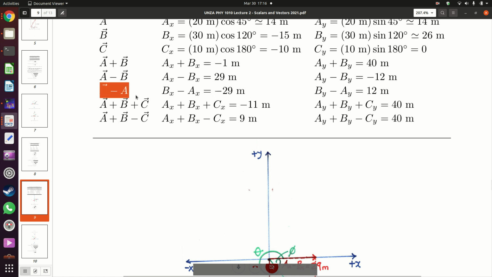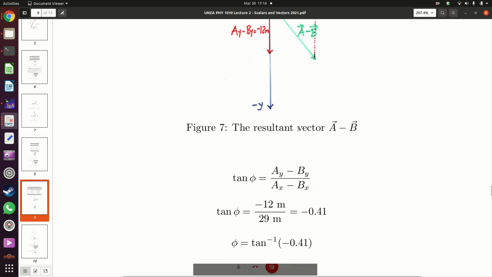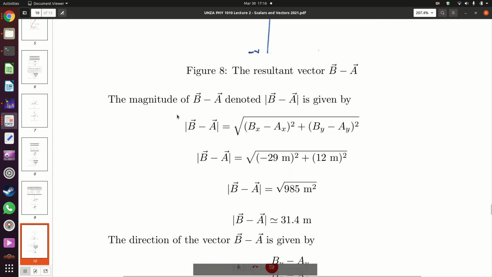What is the magnitude? For any vector, you have to find the magnitude, and later on we can move on to the direction. So we know that b minus a along the x direction is minus 29 meters, and along the y direction is 12 meters. So what is the size of b minus a? The magnitude of b minus a is going to be equal to the square root of bx minus ax, which is how much b minus a is along the x-axis, squared, plus by minus ay, which is how much b minus a is along the y-axis, squared.